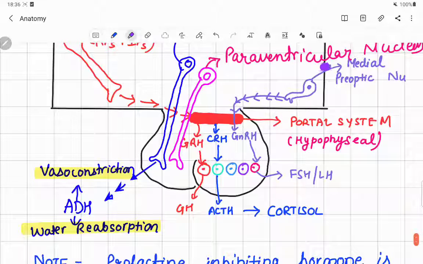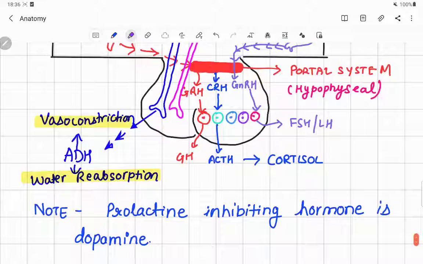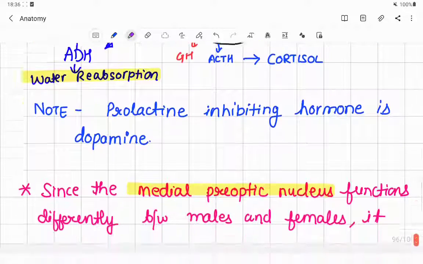Now let us look at the paraventricular nucleus. This also has an important role in releasing the hormone called oxytocin. This oxytocin is responsible for uterine contractions as well as milk ejection. It is also called the milk letdown hormone.